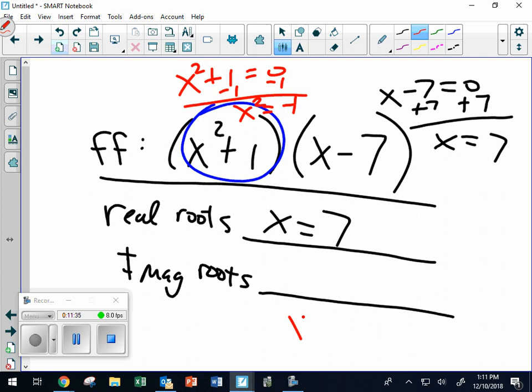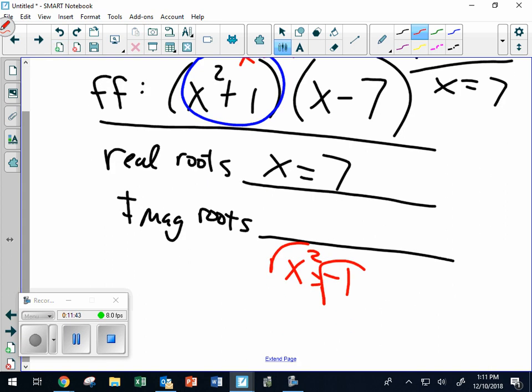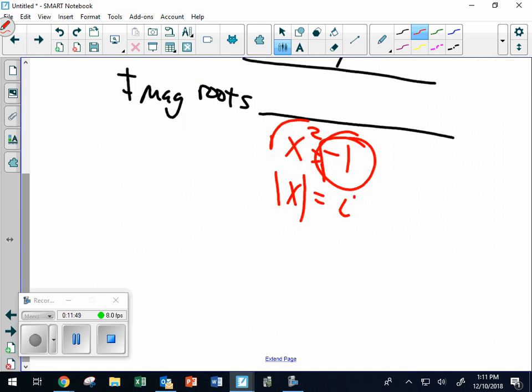I'm going to go down here. X squared equals -1. Square root, square root. Square root of a variable is absolute value. Square root of -1 is i. Finish it off. X equals i. X equals -i. Always there's somebody who asks me, can you say plus and minus i? Yes, you can. If you want to write them out separate, you can, or you can put them together.